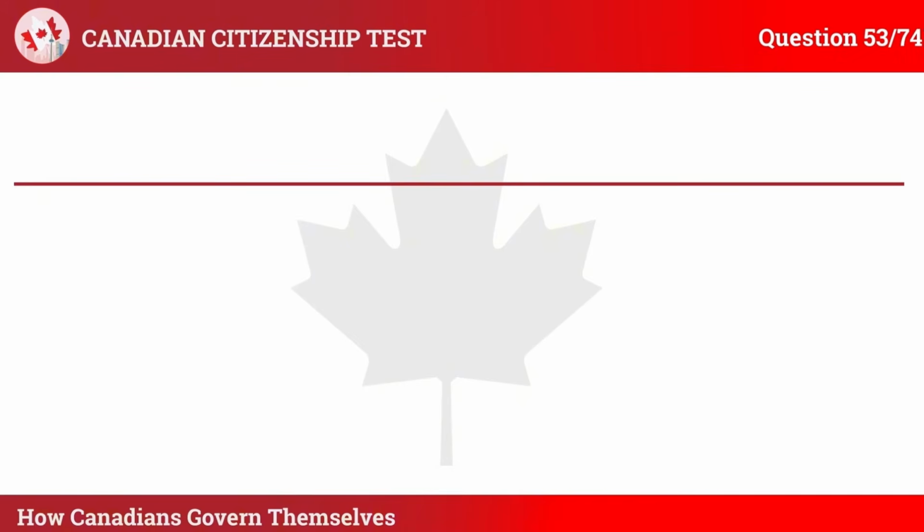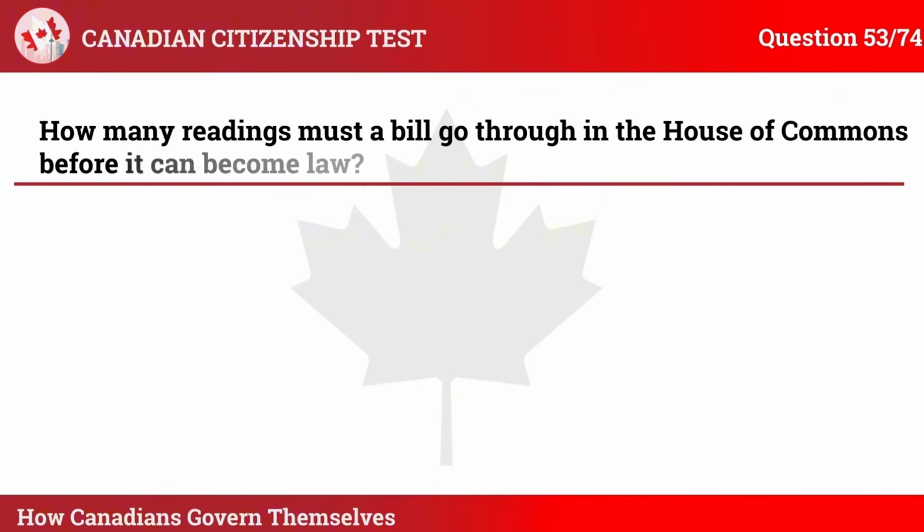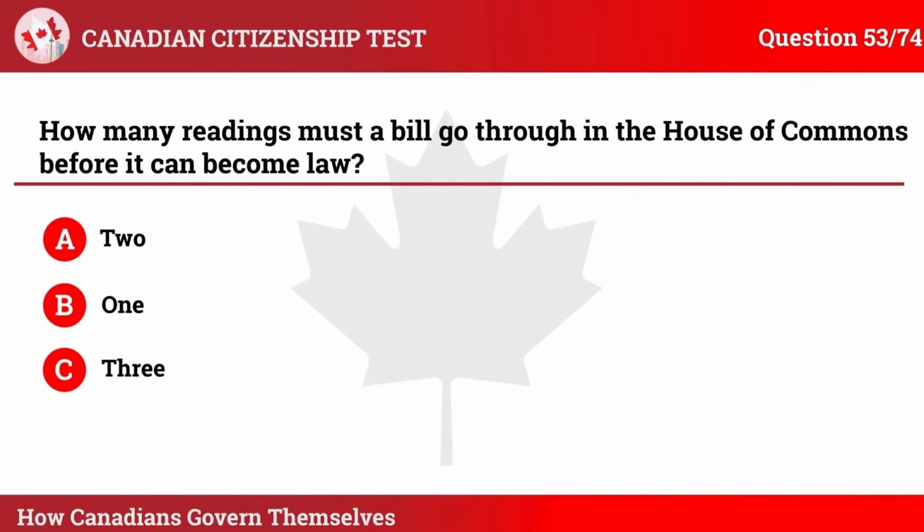Question 53. How many readings must a bill go through in the House of Commons before it can become law? A. 2. B. 1. C. 3. D. 4.